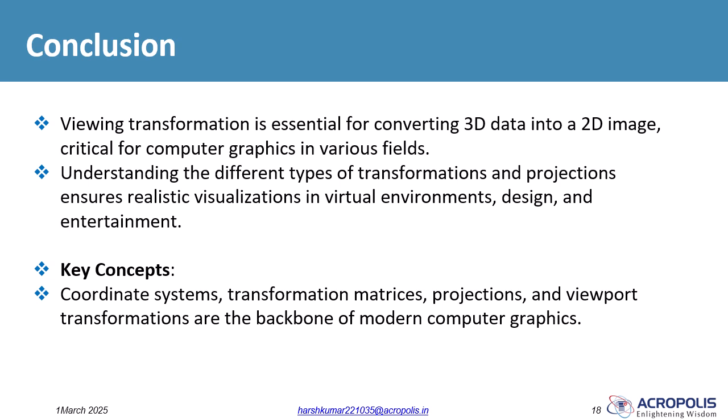Let us move on to the conclusions. Viewing transformation is essential for converting 3D data into a 2D image, critical for computer graphics in various fields. Understanding the different types of transformations and projections ensures realistic visualizations in virtual environments, designs, and entertainment. The key concepts are coordinate systems, transformation matrices, projections, and viewport transformations, which are the backbone of modern computer graphics.